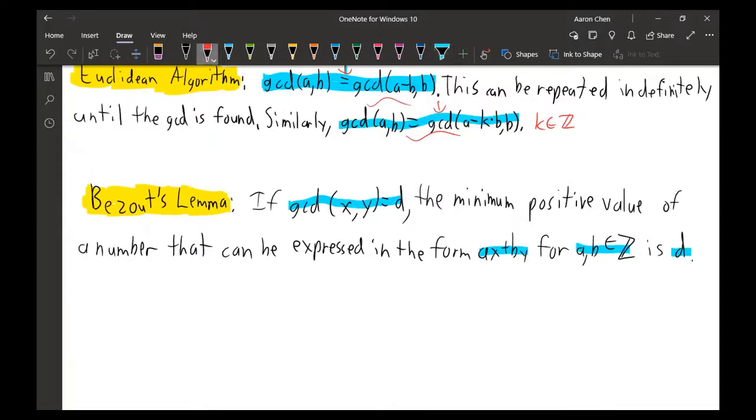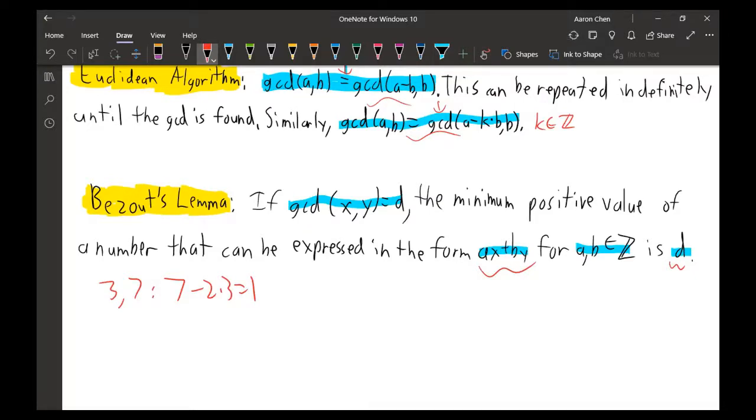What I mean by this is basically that any combination of this form would always be at least d. Some examples would be with just small numbers here, 3 and 7. So 7 minus 2 times 3 is 1, and obviously there's no other way we can decrease.